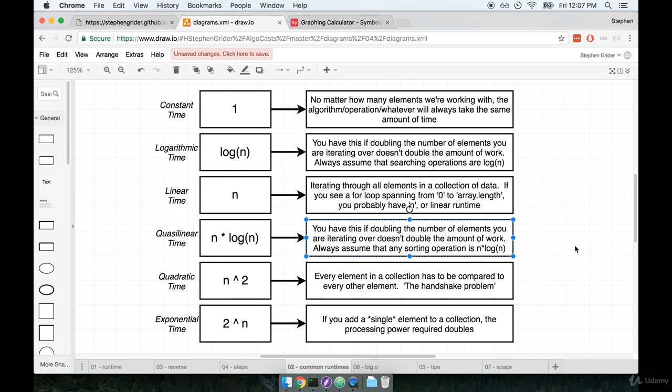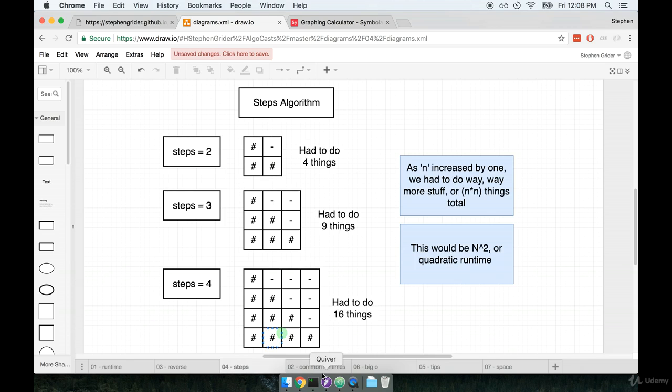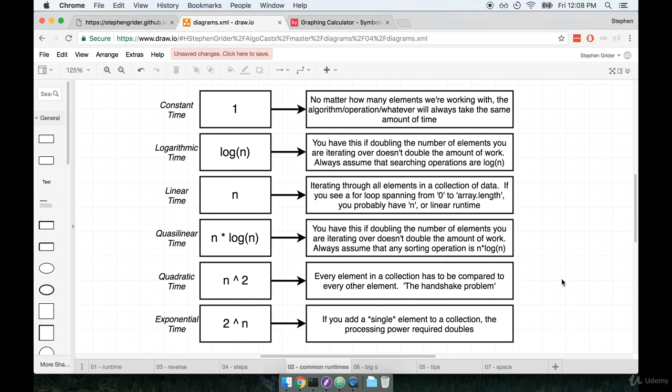A very good example of this would be, or I shouldn't say any type, but many different sorting algorithms that we might work with are usually going to be working with n times log n runtime. The next one is quadratic time here. So we just saw an example of quadratic time with our steps algorithm here. We had said that as soon as we started to increase or add one element to our input to the algorithm, it started to take dramatically more time to produce the result set.